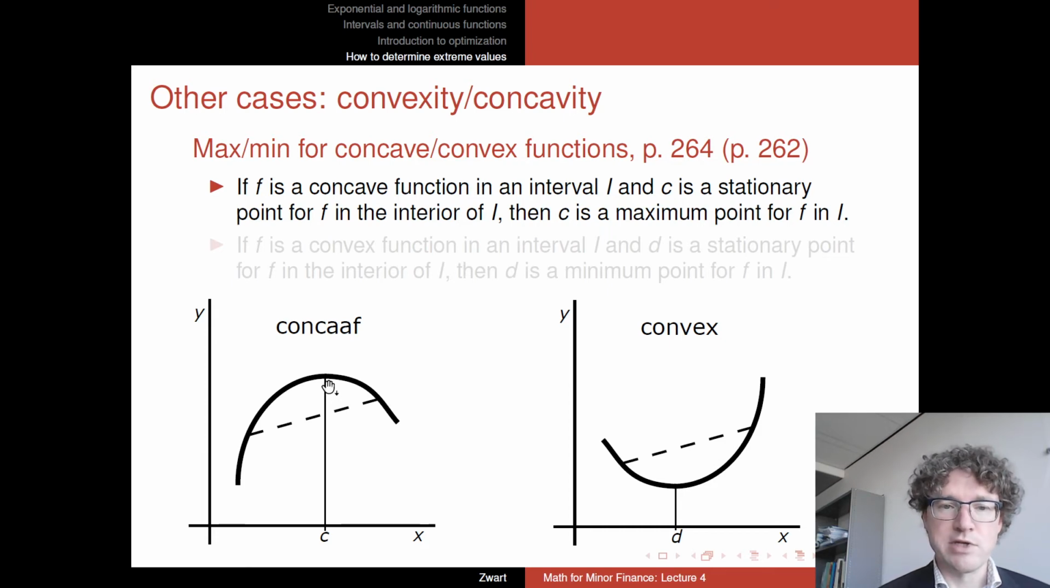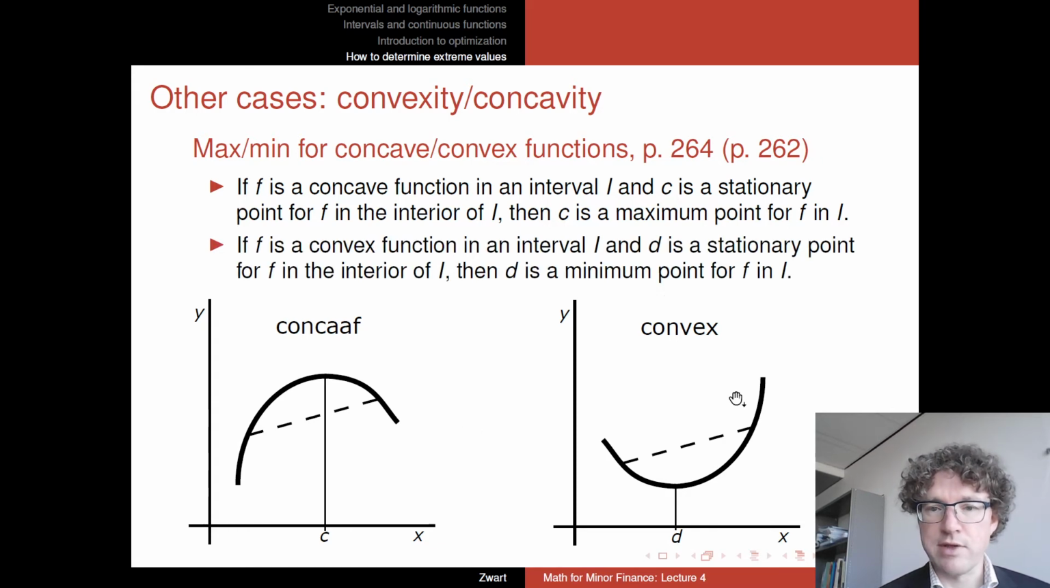So here at this point c, the function will have a stationary point. The function is everywhere concave, so its second derivative is everywhere negative. Well, then we know for sure that this point c must be a maximum of this function. And likewise, if we have a function with an interior stationary point, but the function itself is convex everywhere, so f double prime, the second derivative, is always positive, then this d represents a minimum point.